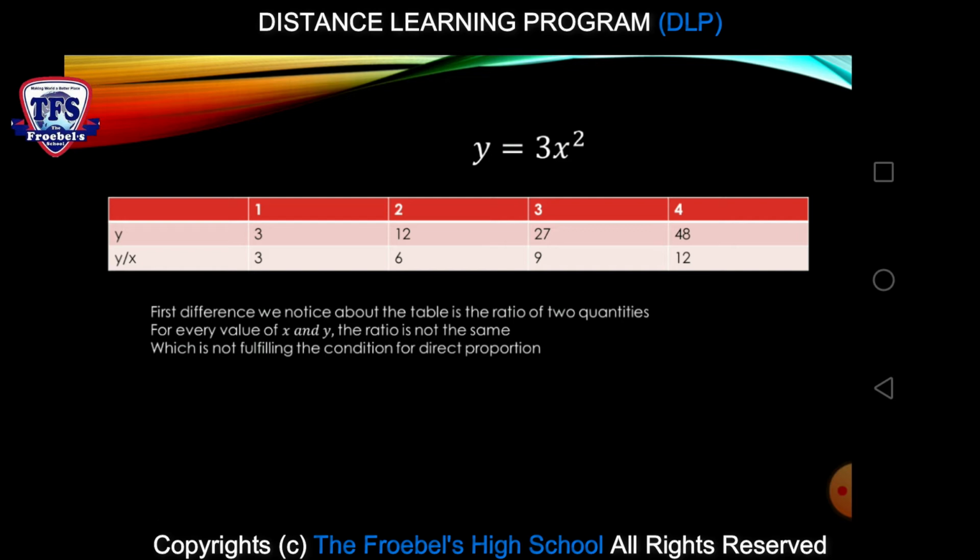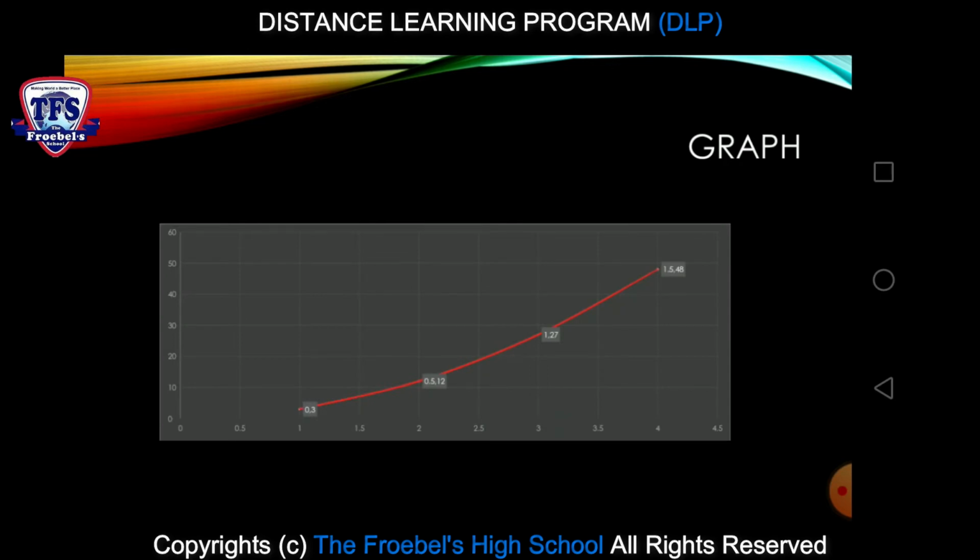Okay, so let's have a look at the graph of this one. Actually, it's not fulfilling the condition of direct proportion, right? The condition of direct proportion was that the ratio of these two quantities should be equal, and this is not fulfilling the condition of direct proportion. So what will happen if the condition of direct proportion is not followed? And what will happen to the graph of those quantities? Okay, let's have a look over here.